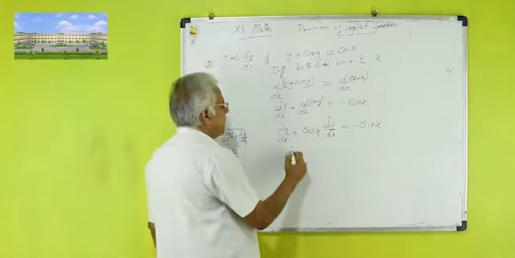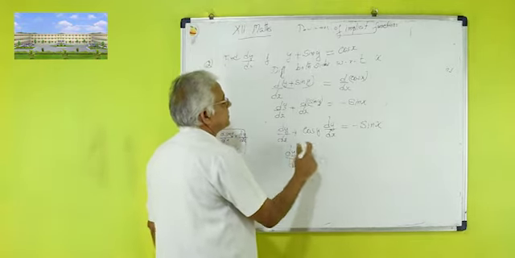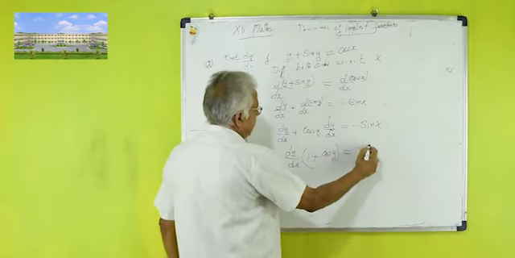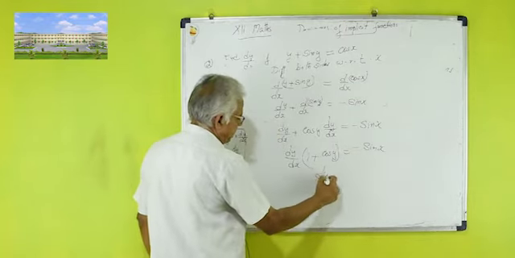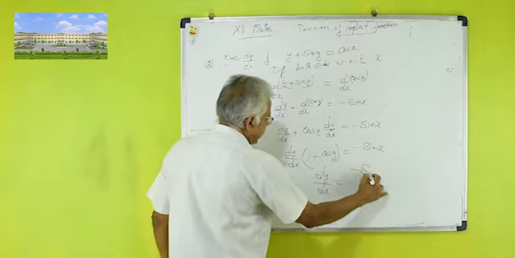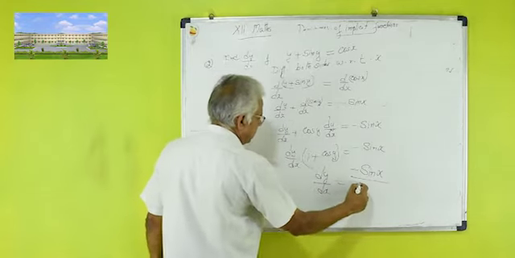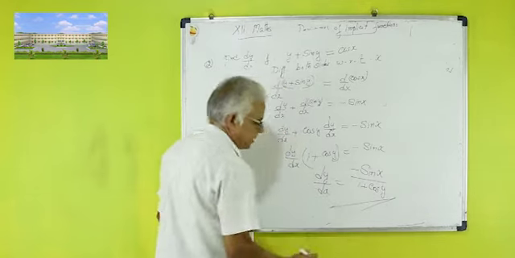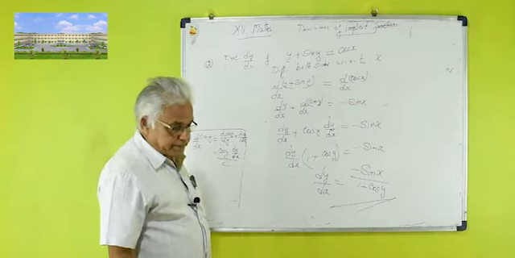Then take the dy by dx terms on the left side and factor out the common factor: dy by dx times (1 plus cos y) is equal to minus sin x. Last step, dy by dx is equal to the right hand side, minus sin x, divided by the coefficient of dy by dx, which is 1 plus cos y. This is the implicit function method.